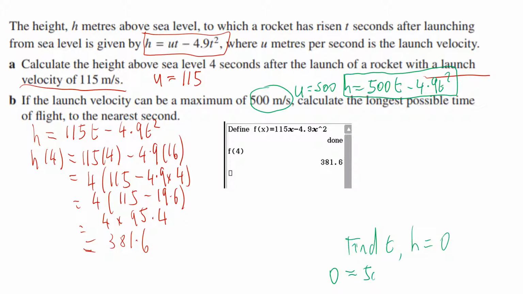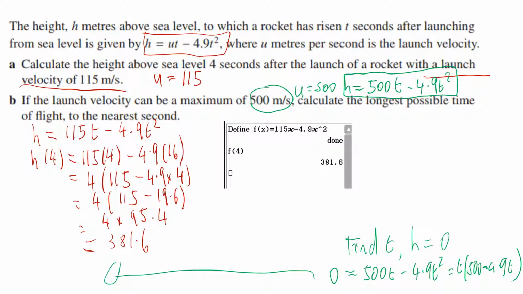0 is equal to 500t minus 4.9t squared, which clearly we can take out t as a common factor: t(500 minus 4.9t) and solve, then we're going to get our answer. And clearly from solving that equation, we get the value of t to be 500 divided by 4.9. We can't leave fractions in that way. So obviously multiplying top and bottom by 10 is one way to get around it. And of course we could use our CAS as well.